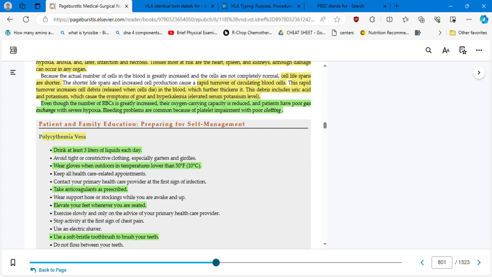We know those are the baby RBCs. But since they are not getting to the mature point, remember that the RBCs live for 120 days. So they are not fully mature. They do not have full capacity to retain the oxygen the body needs. Okay? Bleeding problems are common because of platelet impairment with poor clotting.